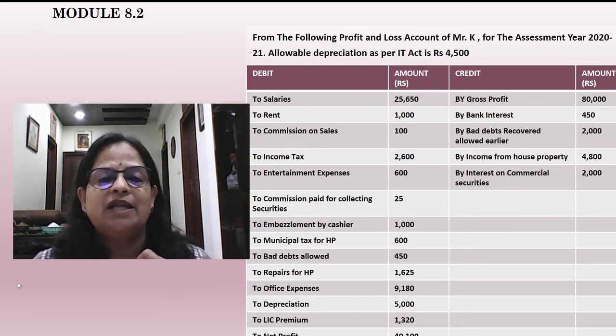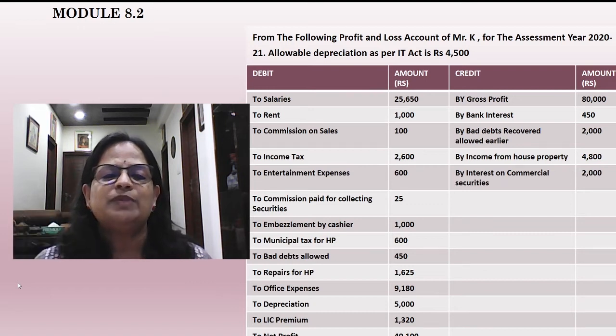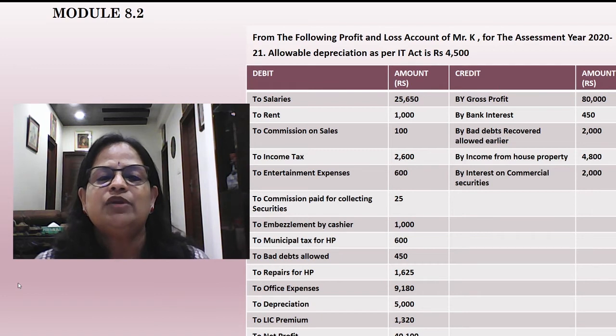Salary is allowed for business, rent is allowed, commission on sales is allowed, income tax is not allowed. Entertainment expenses: here it is not given that it's for personal guests, so we can assume that it's for treating business customers, so it can be allowed. Now commission paid for collecting securities is not allowed because it is related to income from other sources.